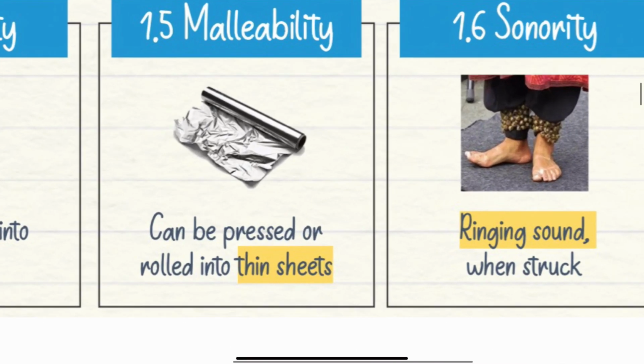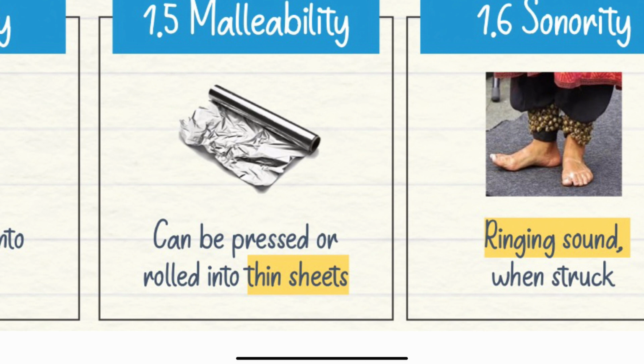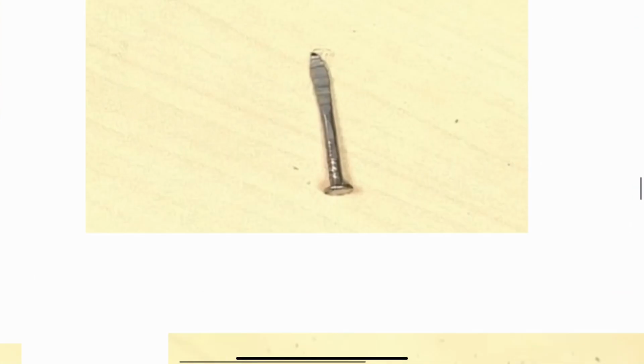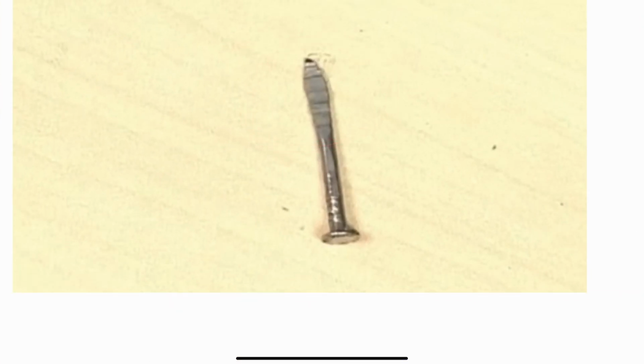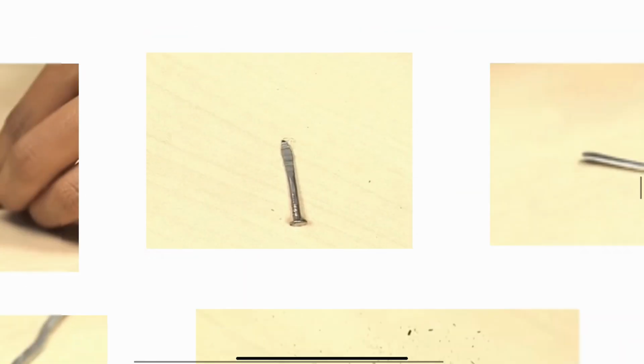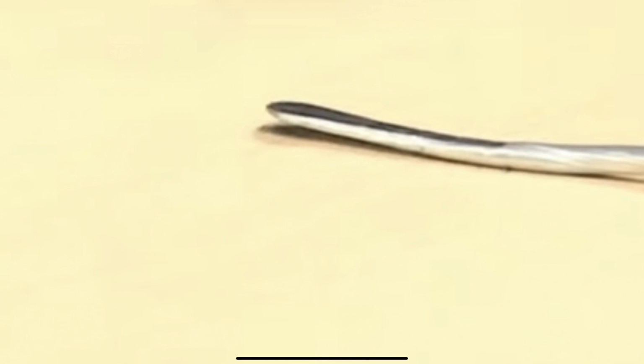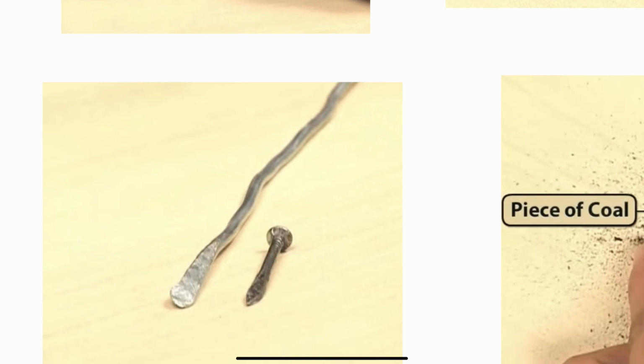For example, like the aluminium foil, as I gave you the example of silver foil, gold foil used in jewelry. Correct? If you see in this image, we are hammering a nail and it is not breaking. It is flattened, right? It is turning into a thin sheet. Same with the aluminium wire. When we beat it, it is turning into a flattened sheet. And where we were hammering, the nail and the aluminium wire are flattened.